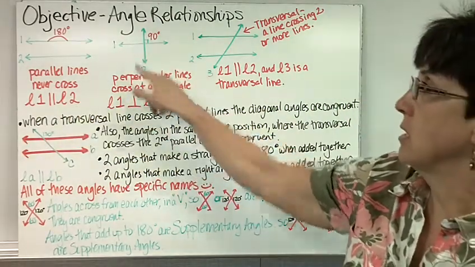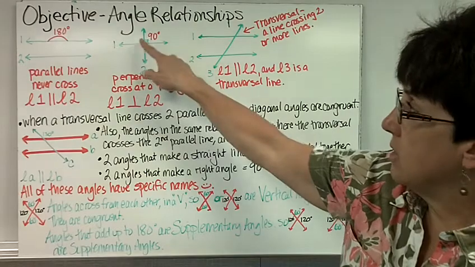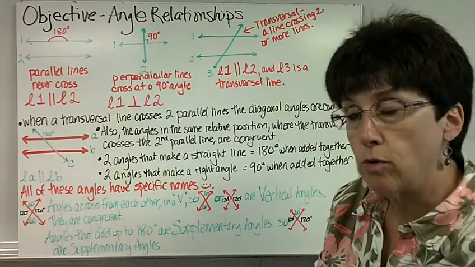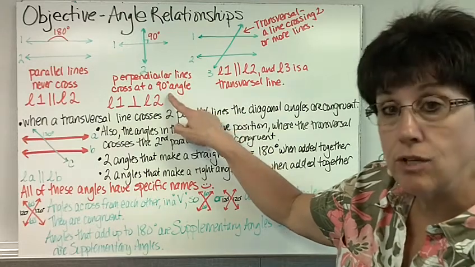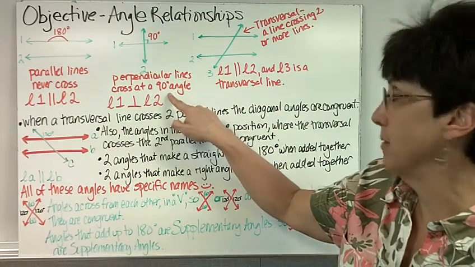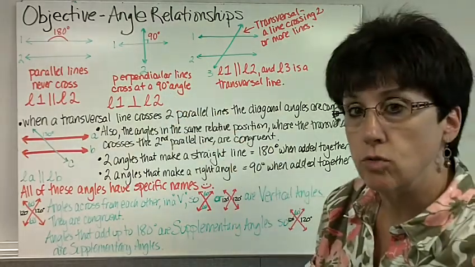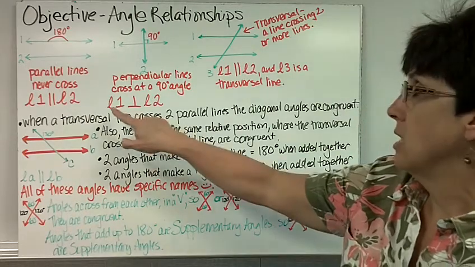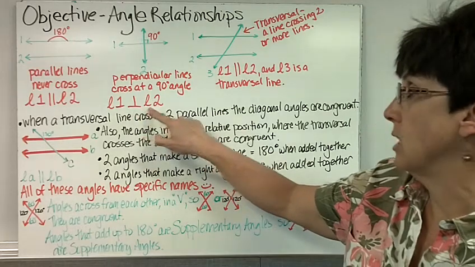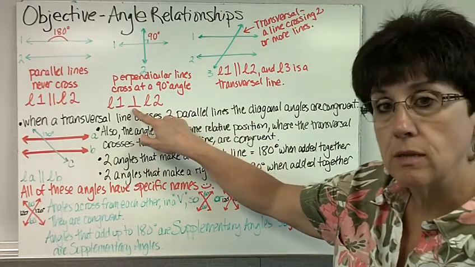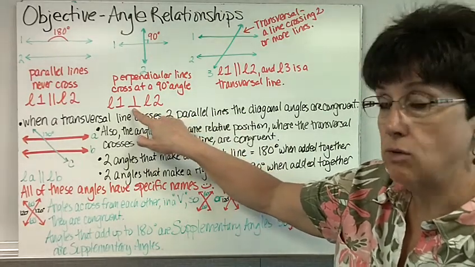Here are two lines, line 1 and 2, and there's a little indicator showing that they're perpendicular. Perpendicular lines cross at a 90-degree angle, always. And those are the ones that you need to use when you're finding the area. So this tells you line 1 is perpendicular to line 2. Remember, that's the symbol for perpendicular. It's an upside down capital T.